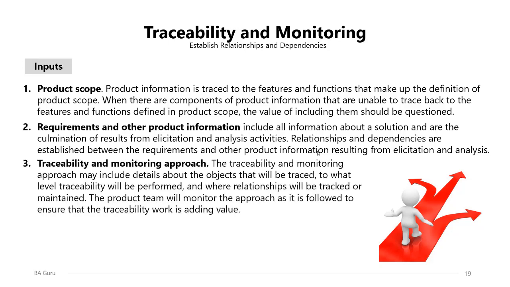The third input will be the output of the previous process, traceability and monitoring approach. This approach will include details about the objects that will be traced, to what level traceability will be conducted, and where relationships will be tracked or maintained. The product team will monitor the approach as it is followed to ensure that the traceability work is adding value to the business analysis activities.